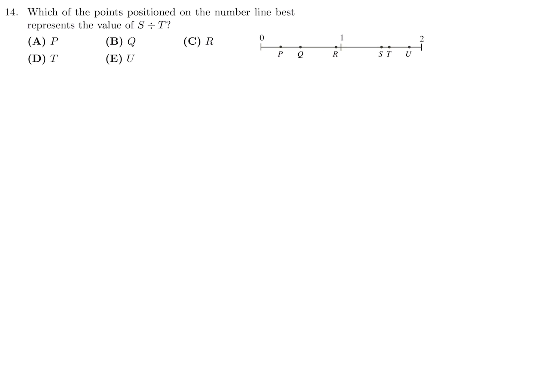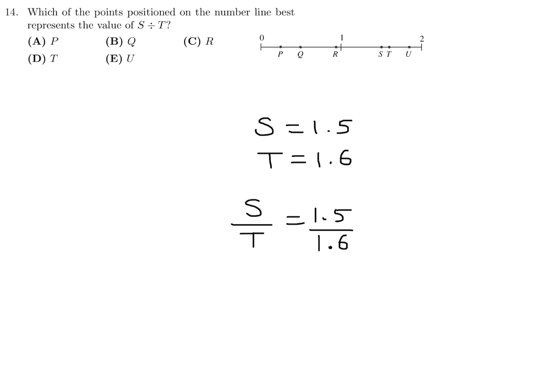Which of the points positioned on the number line best represents the value s divided by t? So here are s and t. They don't give us actual numerical values, but we can approximate. We can say that s is approximately 1.5, t is approximately 1.6, let's say. So s divided by t would be 1.5 divided by 1.6. And that is just a little less than 1, so say 0.9 something. Approximately 0.93. Well, which of those letters represents a value just less than 1? Well, it's this one right here, R. So number 14, the answer is C.